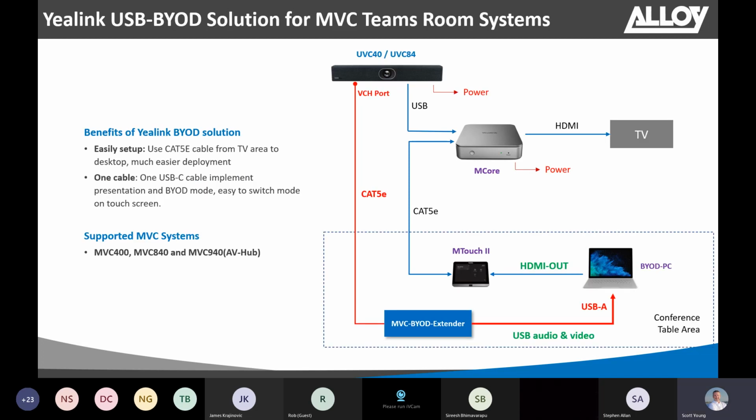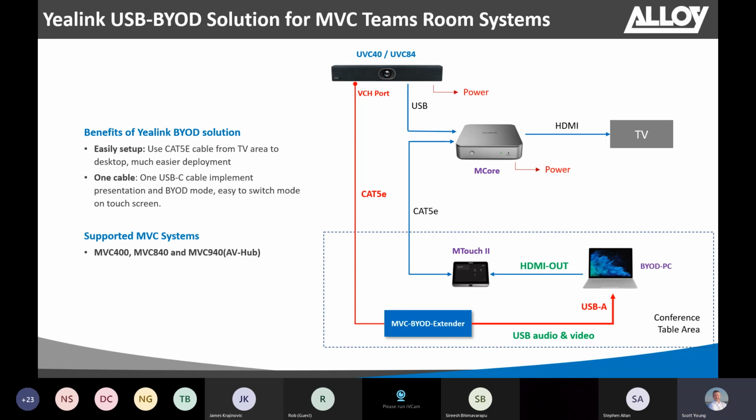Now looking at the connectivity for this setup. As we can see, again, we have that Ethernet connection from our camera, whether that might be the UVC-40 or the UVC-84, and that connects back to our MVC-BYOD extender. And then we have a USB connection from the BYOD extender into our PC. So what that's doing is allowing us USB connectivity to the camera to get that audio and video detection in Windows, so we can select those devices in our VC application of choice.